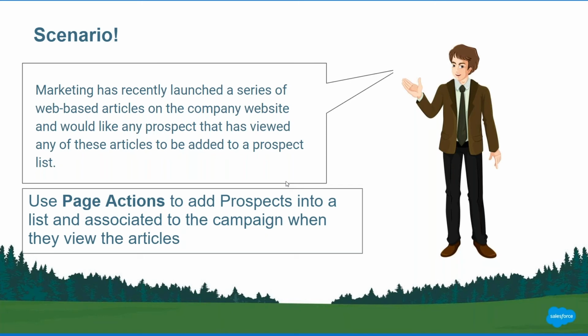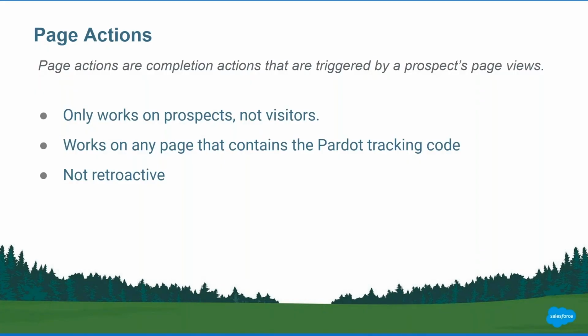So let's take a look at what page actions is all about. Page actions are also classified as completion actions, but they are triggered by a prospect's page views. And the same thing, it only works on prospects, not visitors. It works on any page that contains the Pardot tracking code. And it's also not retroactive, it doesn't apply to anybody who's viewed the page before the page actions were set up.